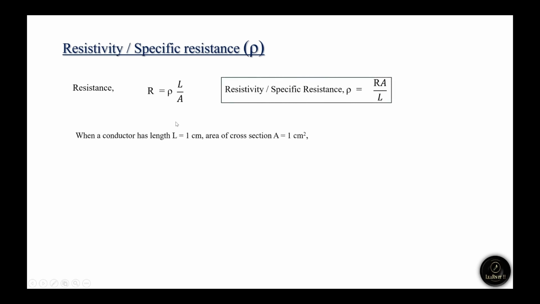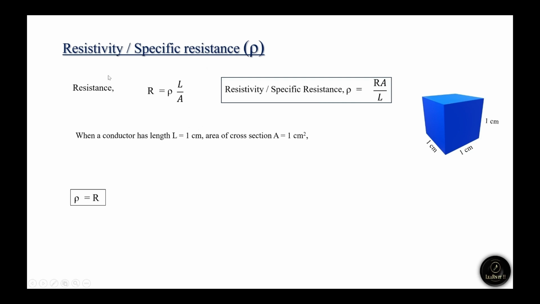When the conductor has a length of 1 centimeter, then L is equal to 1. If it has an area of cross section of 1 centimeter square, then A is 1. At that time we can imagine the conductor like this: 1 centimeter length, 1 centimeter square area. Then the specific resistance is equal to the resistance of the conductor.